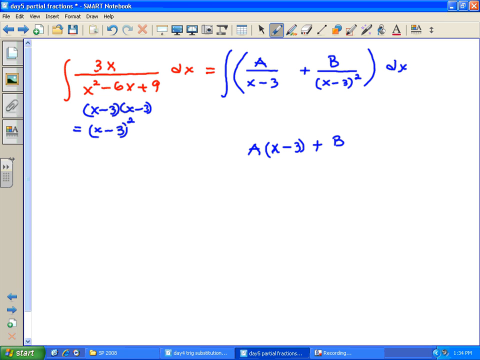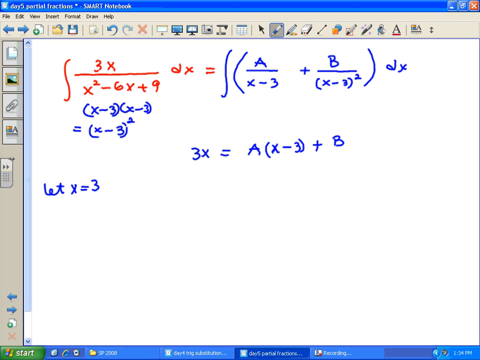Now that it has the LCD on the bottom and the left-hand side has the same LCD, I don't even have to bother writing them down. They're going to cancel anyway because I have an equality. So what should I write on the left-hand side? 3x. That's the numerator of the left-hand side, and this is the numerator of the right-hand side once you get the common denominators. Once again, we're in the position of finding A and B. Let x be equal to, how about 3?